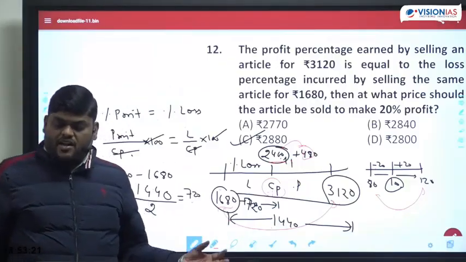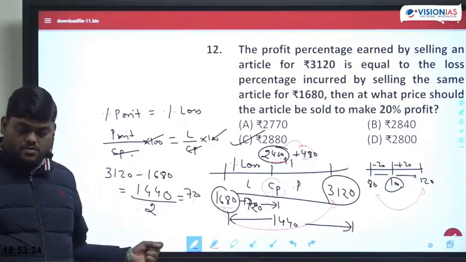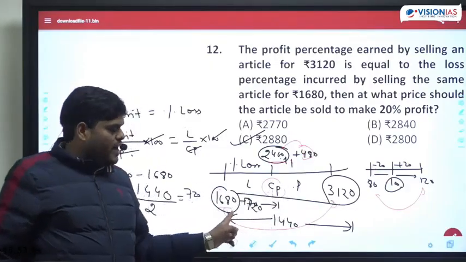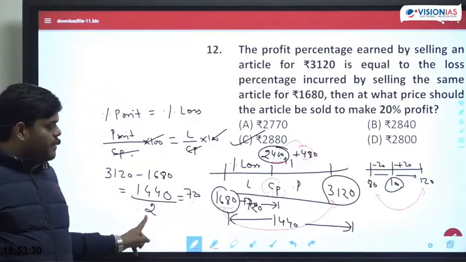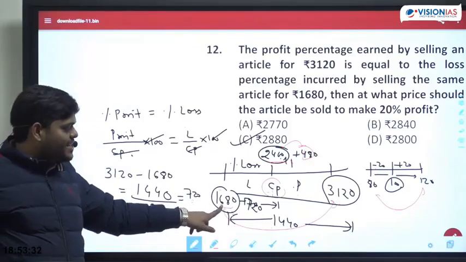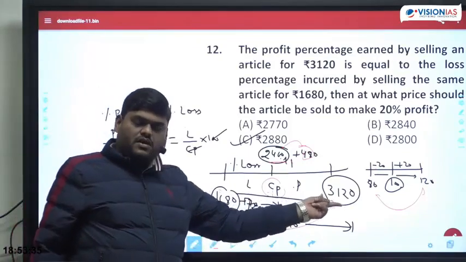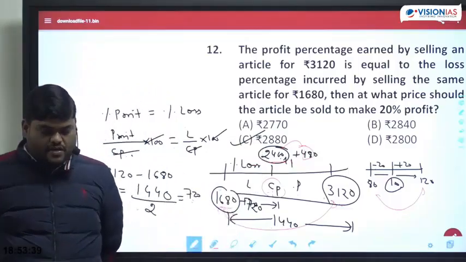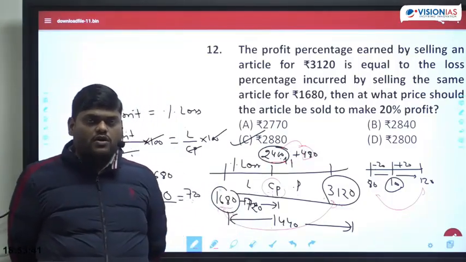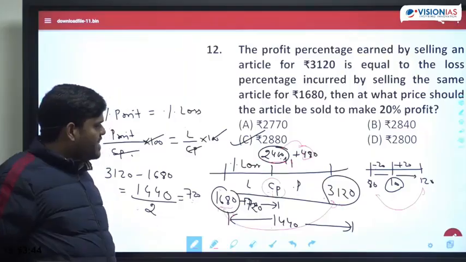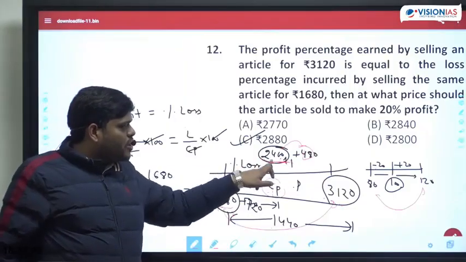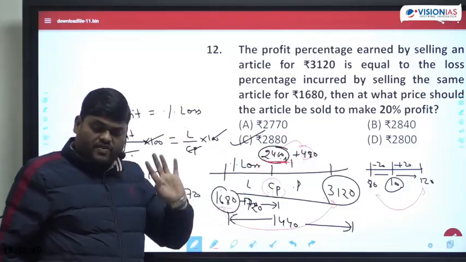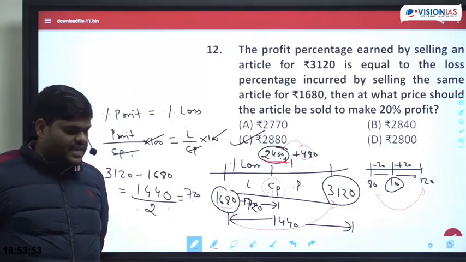How to find out the middle of these two values? Just simply subtract both the values. I will get 1440, divide by 2, that means 720. Add this or subtract this, and we will get 2400. Now there is a 20% profit. 20% profit simply means we have to increase the cost price by 20%, and we will get the answer as 2880.